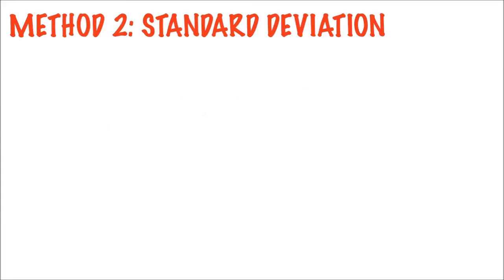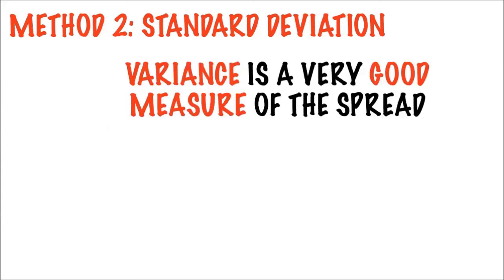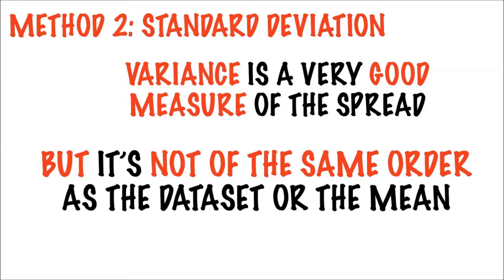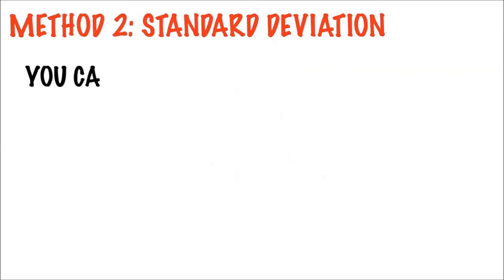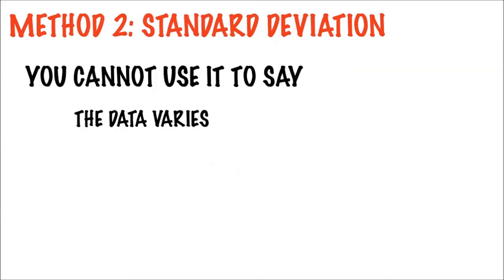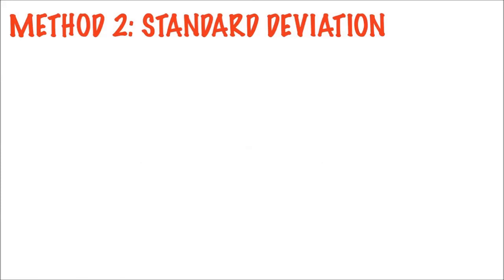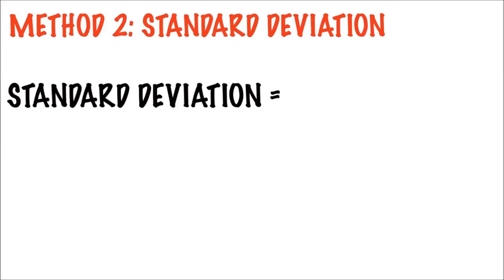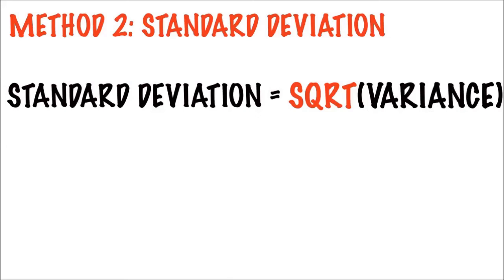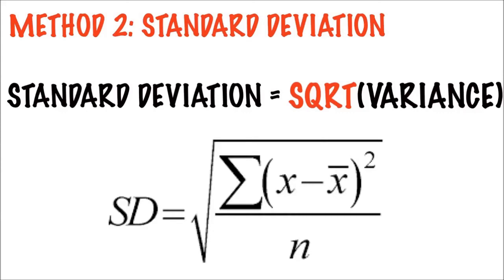For all of its advantages, the variance has one drawback. It's an excellent measure of the spread of a set of data, but it's not of the same order as the data set or the mean. What does that mean? Well, you cannot use the variance to make an assertion like the data in this data set mostly varies between mean minus x and mean plus x. Why can't you say that? Well, because the variance squares the mean deviations. And that's where the standard deviation comes in. The standard deviation is simply the square root of the variance.